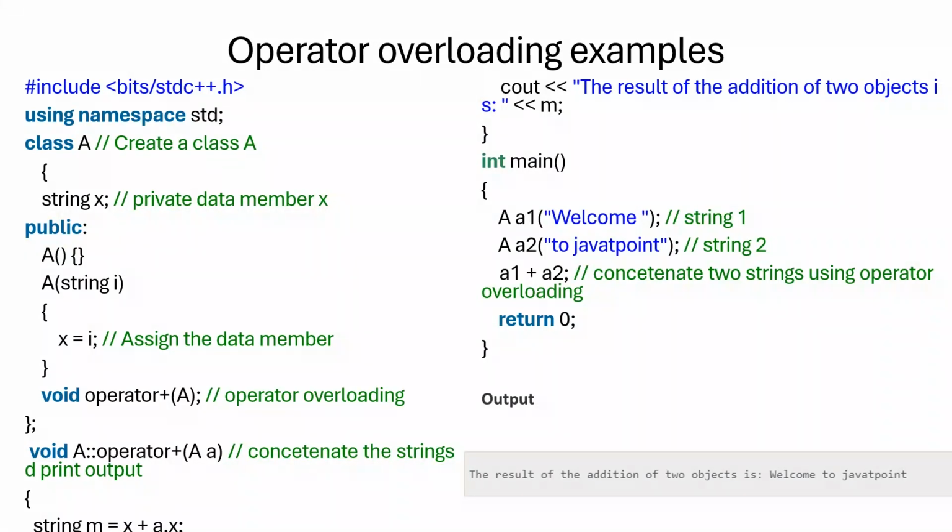So what we are doing is concatenating the two strings, the x values. In the main function we give the first string as welcome and the second string as to Java pointers. So A1 plus A2 concatenates the two strings. What will be the output? The result of the addition of the two objects will be the concatenated string, welcome to the Java pointer. This is the output.